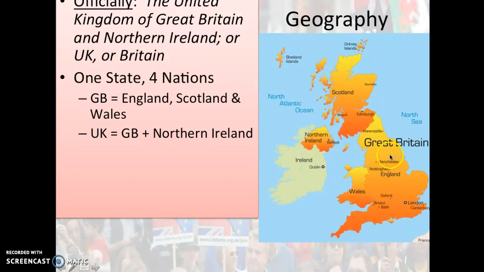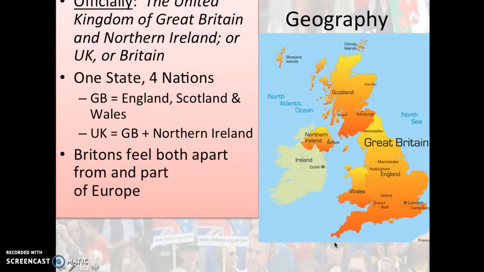Technically, Great Britain is this big island, and like I said, when you want to call it the United Kingdom, it's all of the holdings of the big island plus Northern Ireland included.